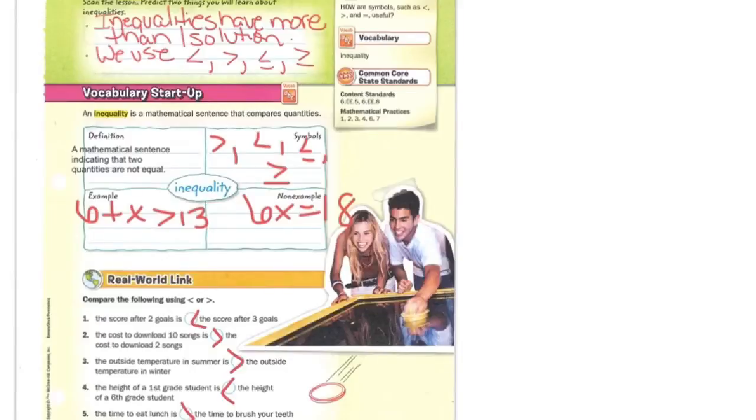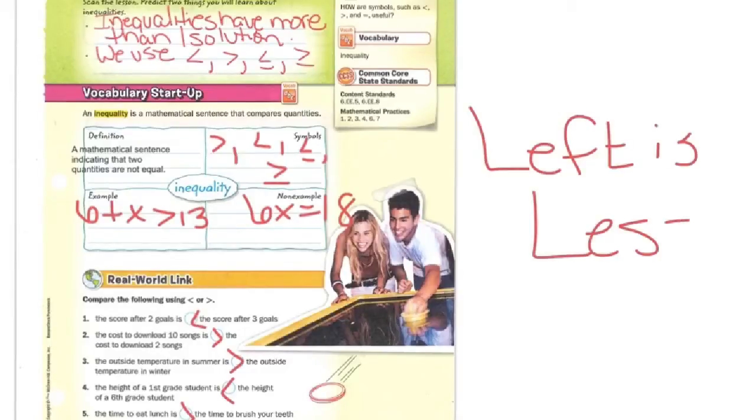The way I remember less than and greater than is if the point of your symbol points to the left, think left, less, the two L's. Okay, so I'm going to write that. Left is less. That will help you remember which way is which. Okay, go ahead and go to your next page, please.